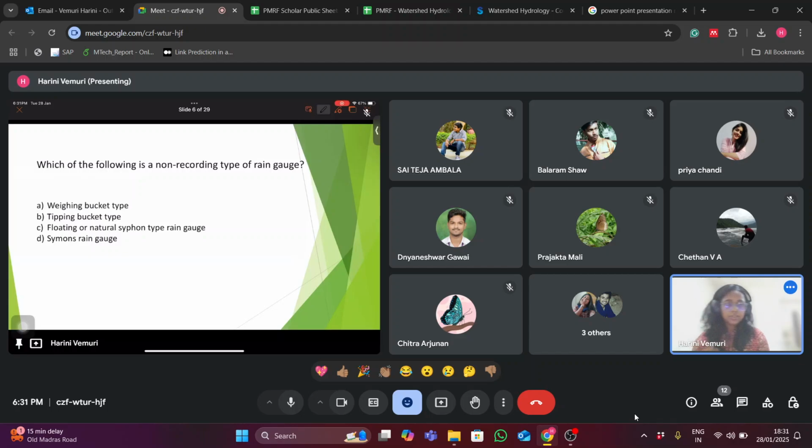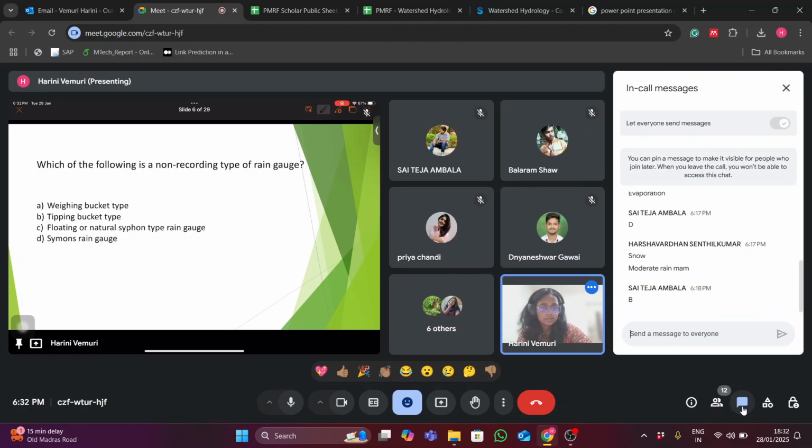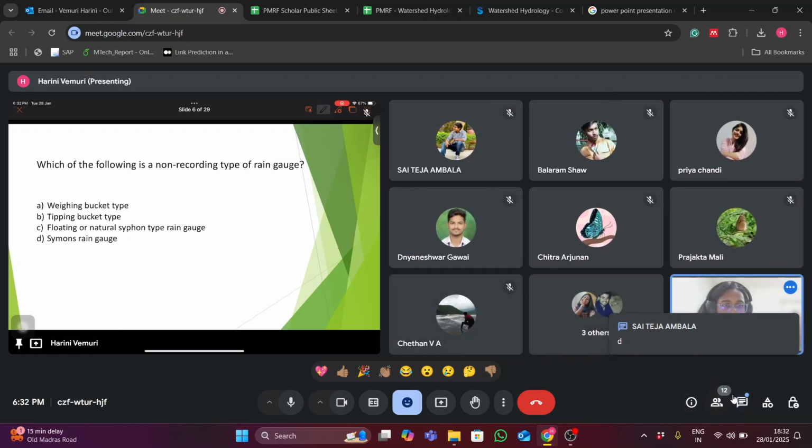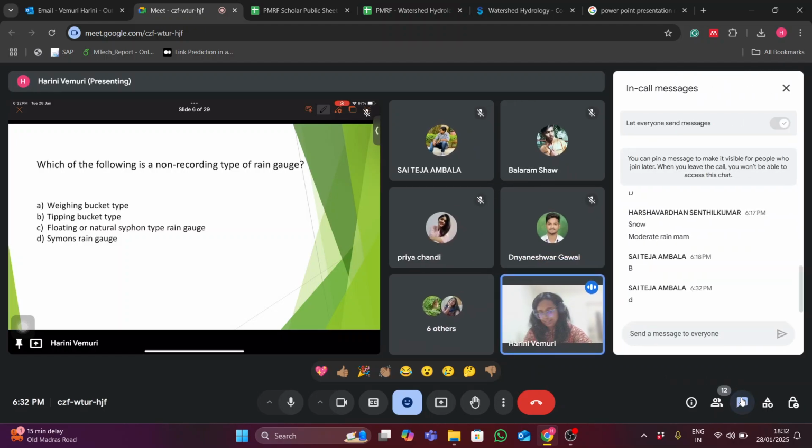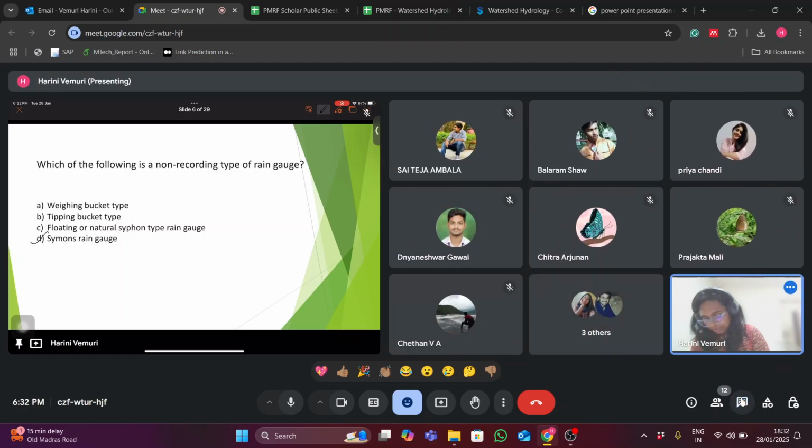So now let's look into a few more questions. The next question is, which of the following is a non-recording type of rain gauge? First option is weighing bucket type, second is tipping bucket type, third is floating or natural siphon type rain gauge, and fourth option is Symon's rain gauge. Yeah, the answer is D, Symon's rain gauge.